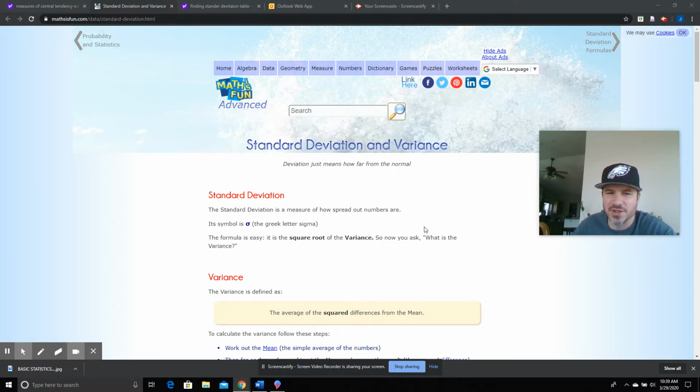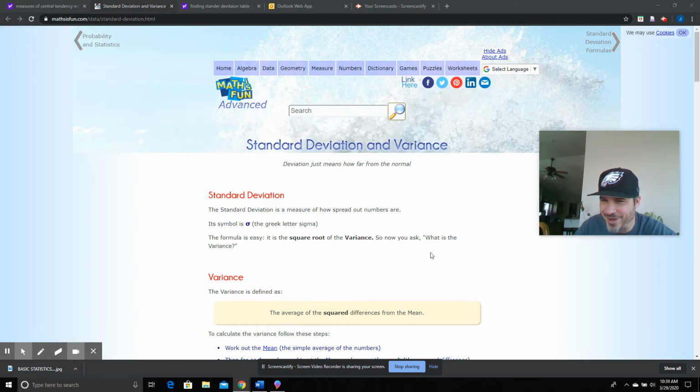Standard deviation. So this is exactly what it means. It's a measure of how spread out our numbers are. So remember those numbers we had in our data set. We want to know how spread out are they compared to other number sets. Okay, we use this Greek letter sigma for that.